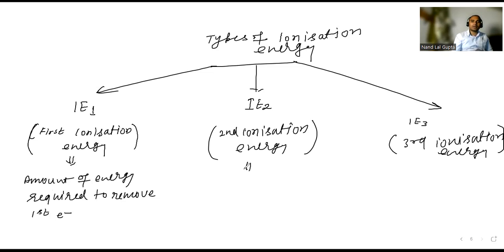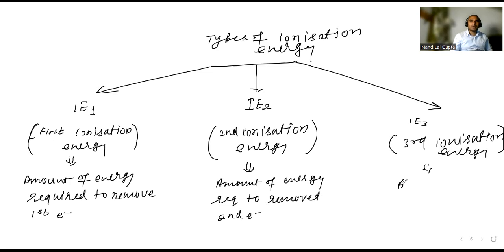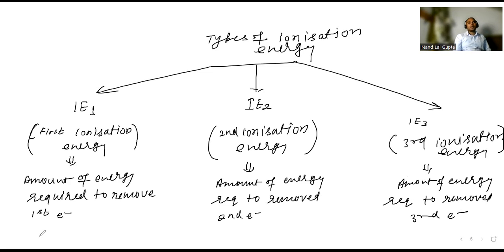And here they are talking about the amount of energy required to remove what? The second electron. And the last one, the amount of energy required to remove what? The third electron. Getting my point? From an isolated gaseous atom, that is common in all.